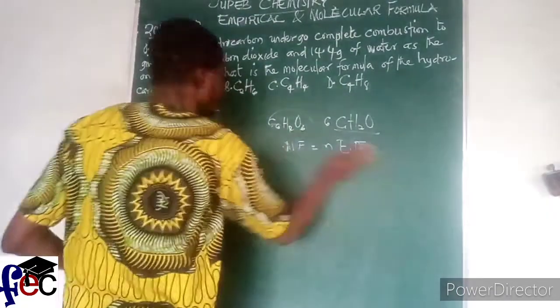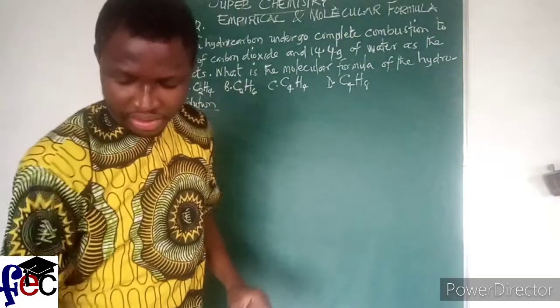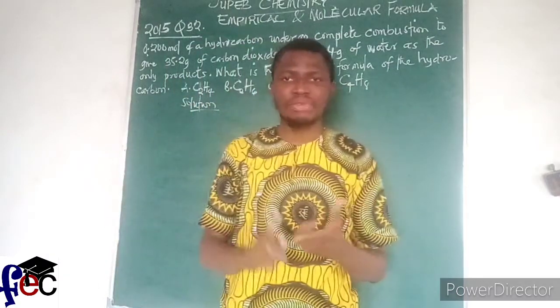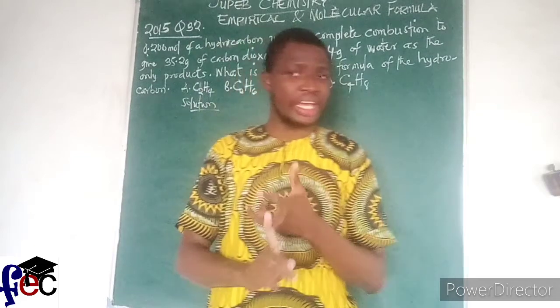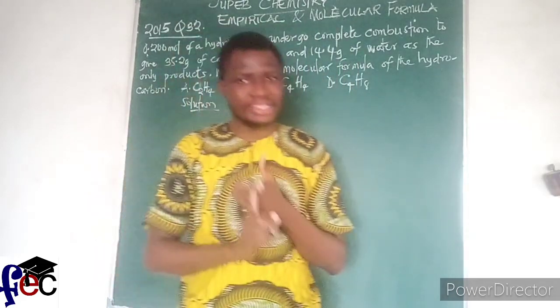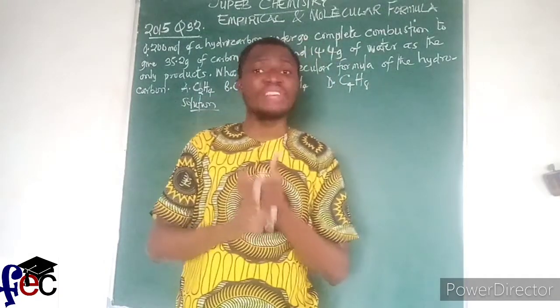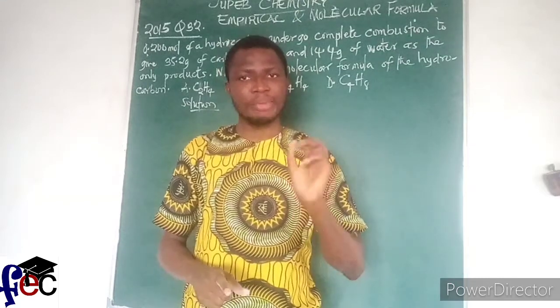So now what do we do? How do we calculate empirical formula? It's very important that you remember that to calculate empirical formula, either you are given the percentage composition of the elements that make up that compound, or you are given the mass or the masses of the elements that make up that compound. Either of those two will be provided.